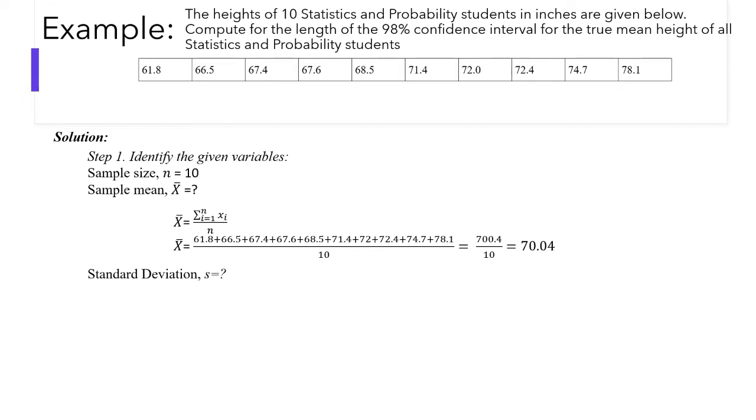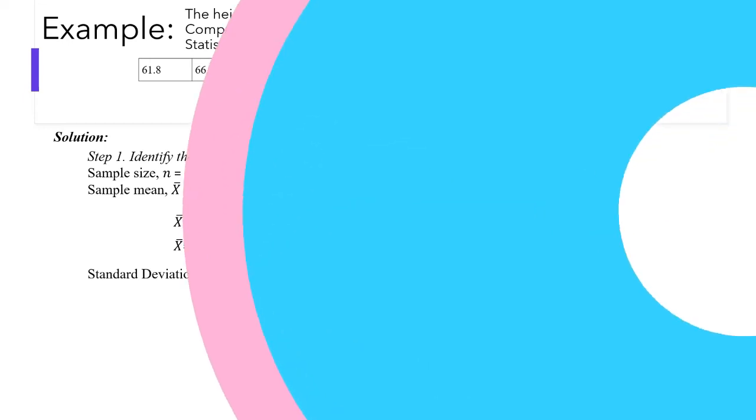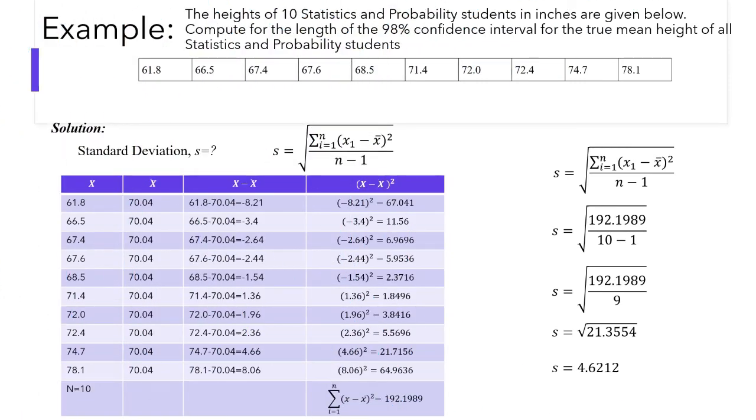Next, our standard deviation is still unknown. We will compute that in the next slide. We use the formula: square root of the summation of all x sub i minus x bar squared, divided by n minus 1. We will make use of a table.